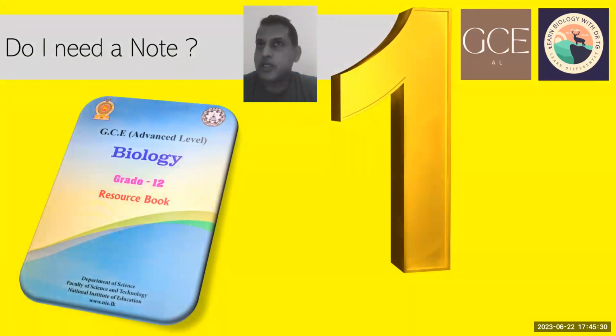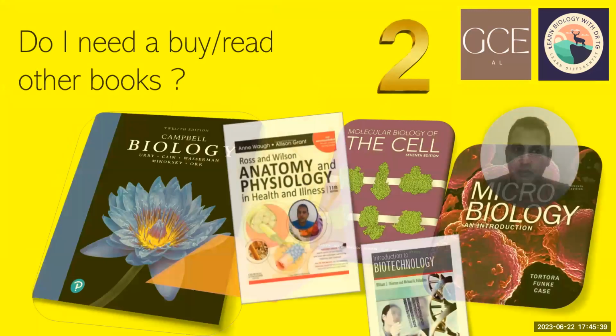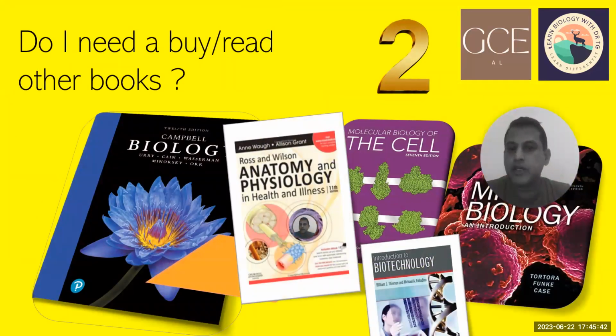Do I need a note? Do I need a separate note? Because you have the resource book, do I need a separate note? Question number 2. Do I need to read or buy other books? Other books are, for example, Campbell Biology, Ross and Wilson Anatomy and Physiology, Albert's Molecular Biology of the Cell, and molecular biology, microbiology, Tora. These are some of the textbooks used to make the resource book. So the question is, do I need to read these books?